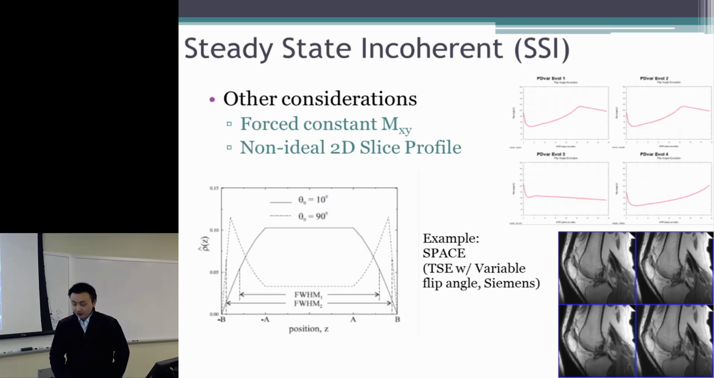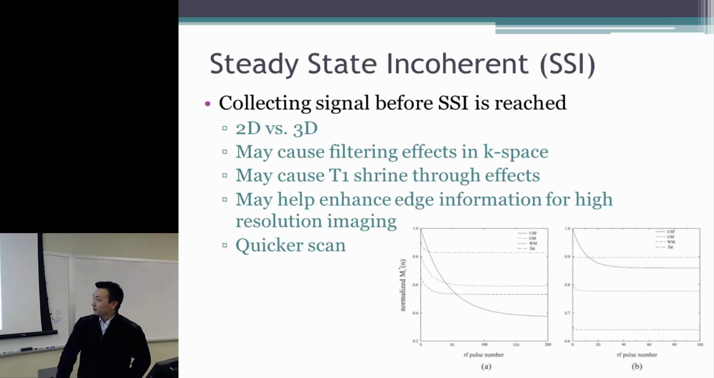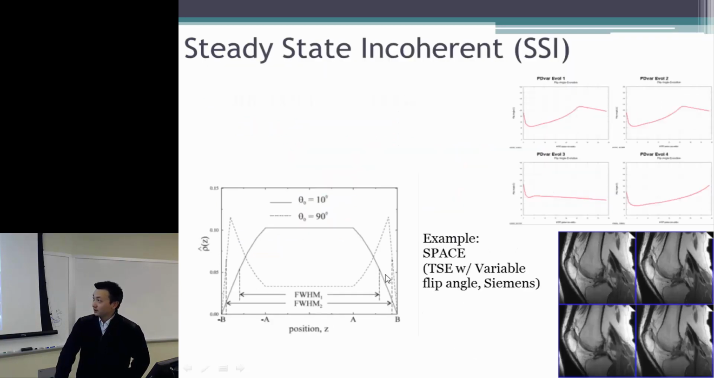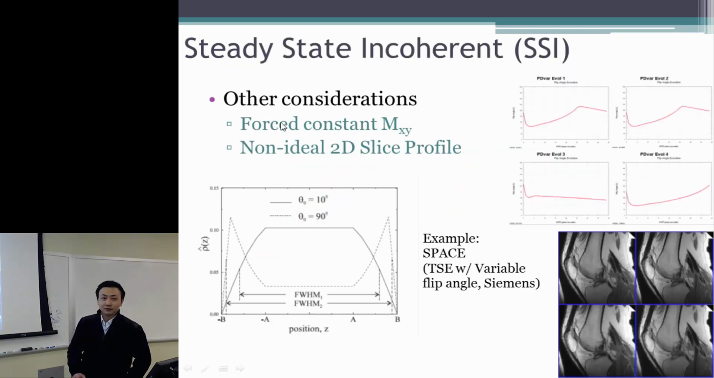And okay, so to deal with this problem, we can also use the forced constant magnetization. So we apply a variable flip angle, so that the magnetization we see immediately appears at the same steady state.